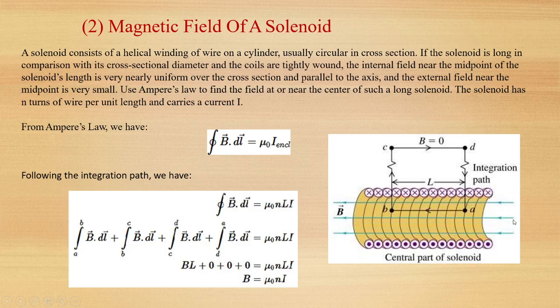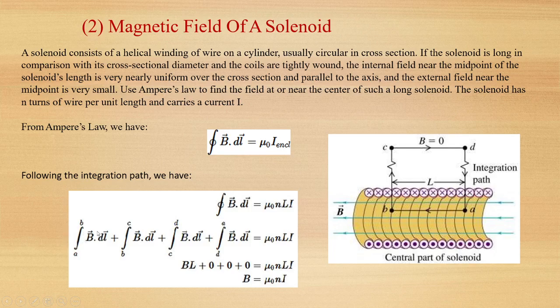So this is a solenoid and this is the integration path. B is 0 here. A, B, C, D are the 4 points. Here is the length of the conductor. Integral A to B B dL plus integral B to C B dL plus integral C to D B dL plus integral D to A B dL is equal to mu naught n L I.